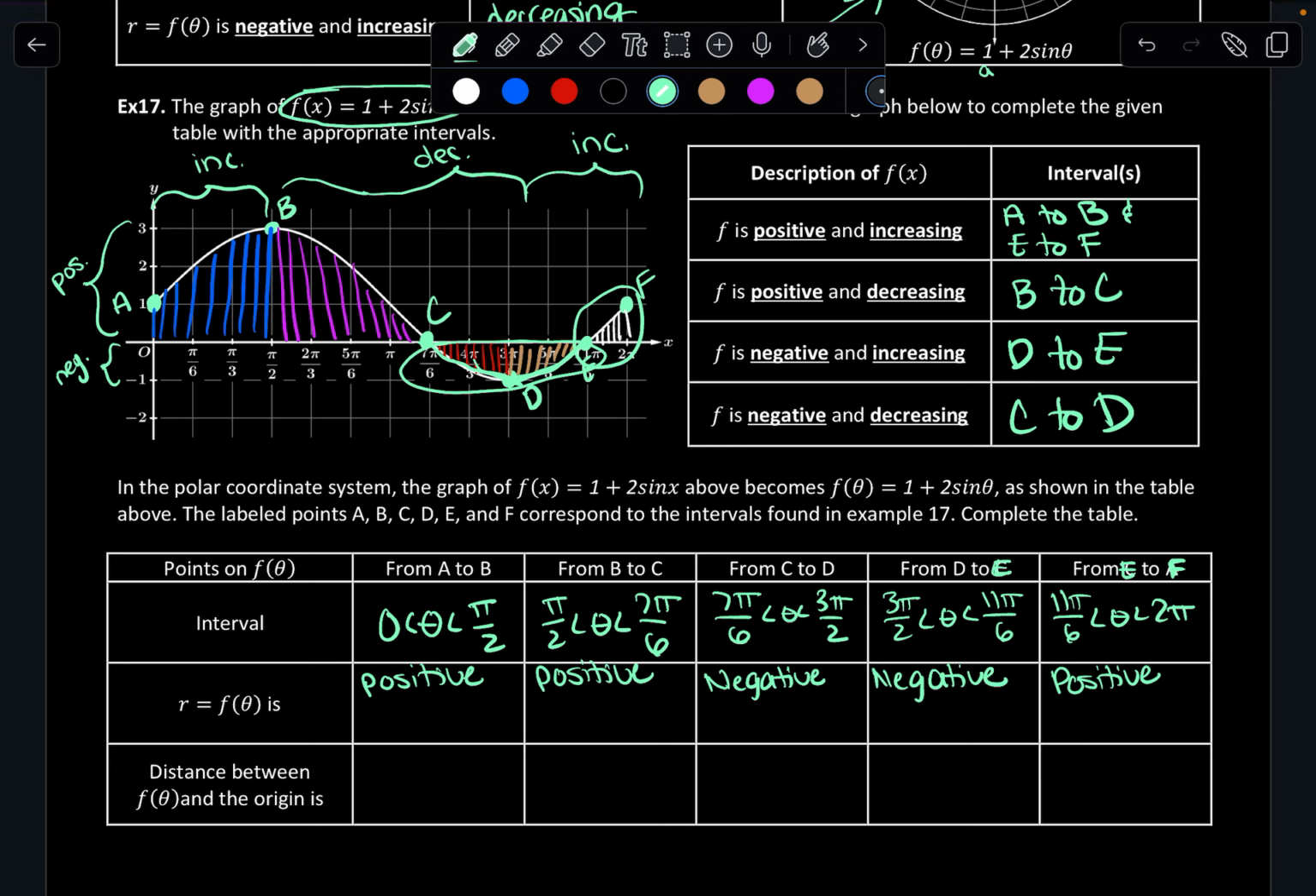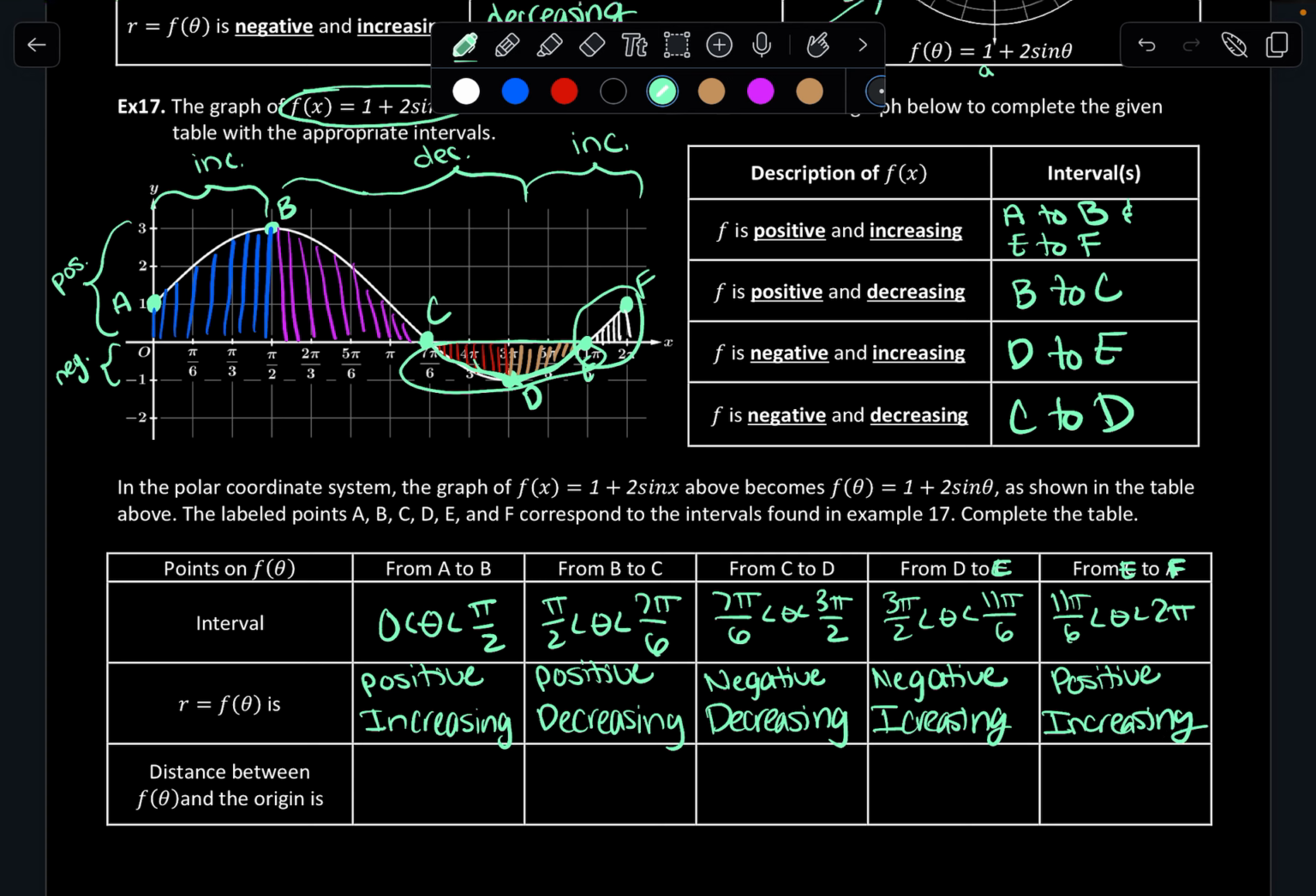All right, now we'll do increasing versus decreasing. From A to B, we can see that the slope is positive, so r is increasing. From B to C, we see that maximum, therefore the slope is turning around to be negative, so r is decreasing. C to D, the function is still decreasing. D to E, we see that minimum, so it's decreasing before the minimum and it's increasing after the minimum because the slope is positive. And then from E to F, the function is still increasing.